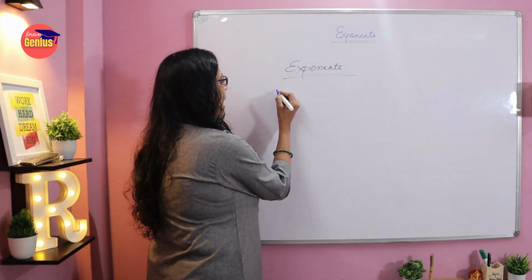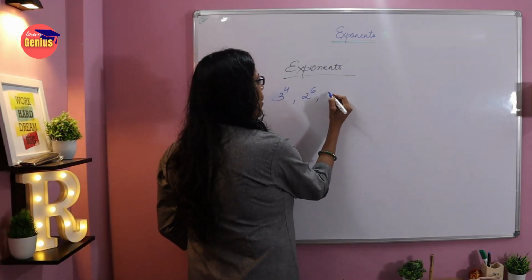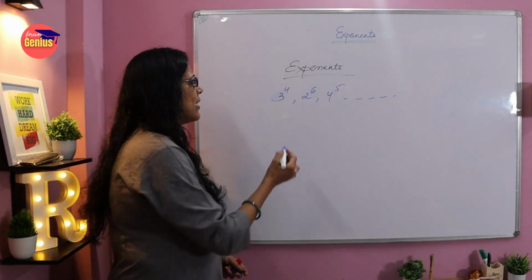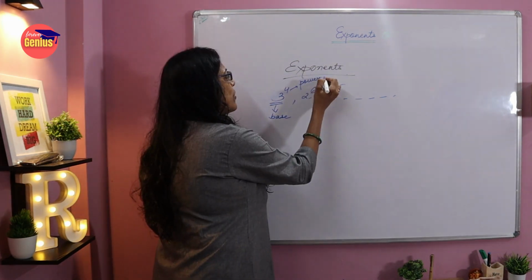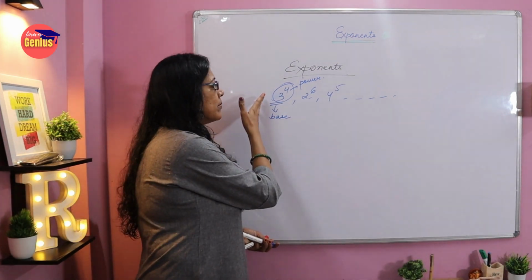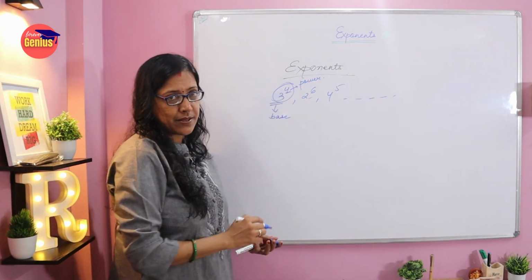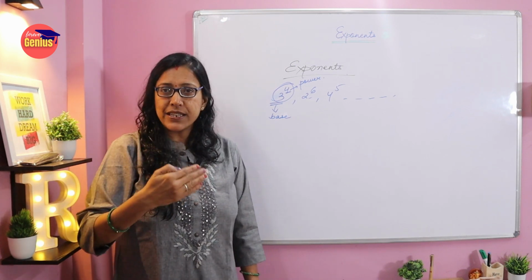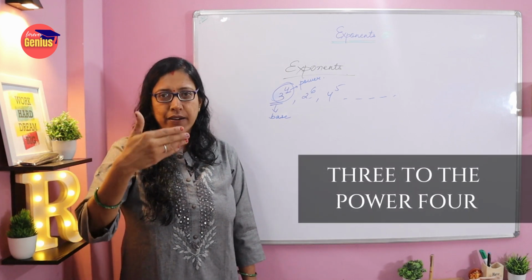Suppose we have written 3 to the power 4 or 2 to the power 6 or 4 to the power 5. We can carry on like anything. So this is the base and this is the power. So if I want to convert this number into a natural number, how will we do it? What is the meaning of this? 3 and upon 3 we write 4. It is 3 to the power 4. We read it as 3 to the power 4.